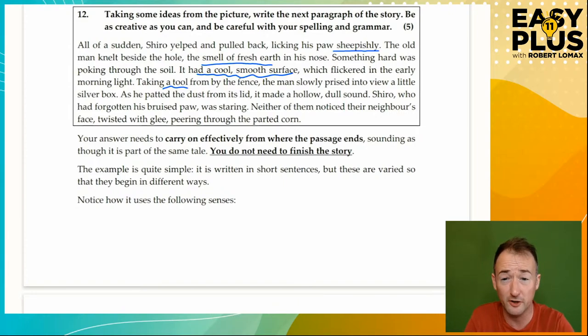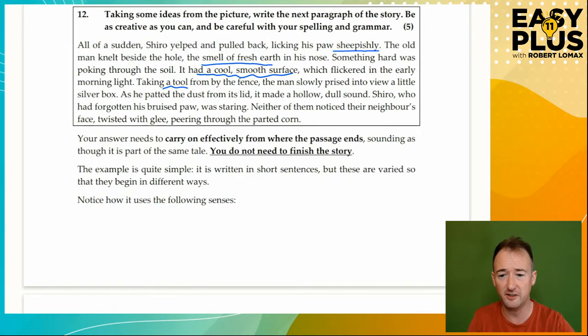Shiro, who'd forgotten his bruised paw, was staring. Okay, so I'm taking an idea that I used before and referring back to it. So he hurt his paw, now he's forgotten his paw. So I'm linking things together from my piece of writing. And now I'm pulling in the other important detail from the picture. Neither of them noticed their neighbour's face, twisted with glee, peering through the parted corn.